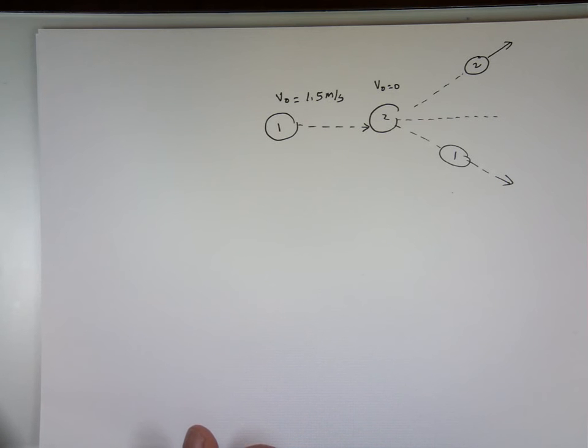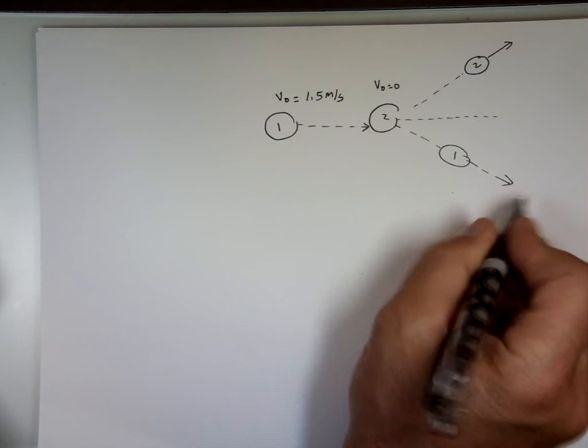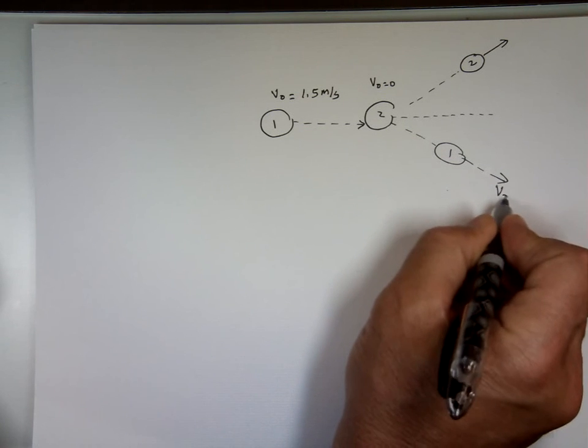And what we notice is that number 1 went in this direction. We have no idea what the velocity is in this direction. We'll call it V1. That's number 1.